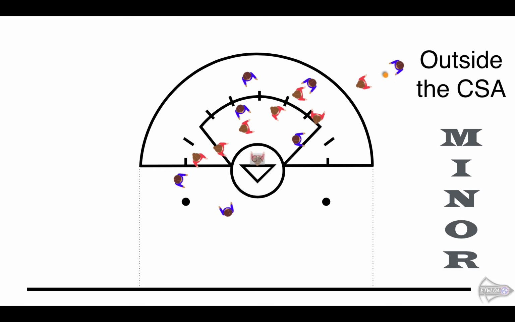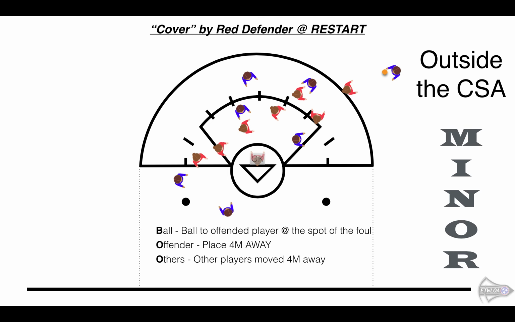So in this case, the blue player will come to the spot of the ball to take possession of the ball, and the red player moves 4 meters away in the same relative position. The lead again will restart this play with their whistle.